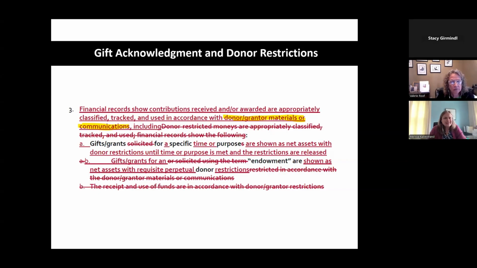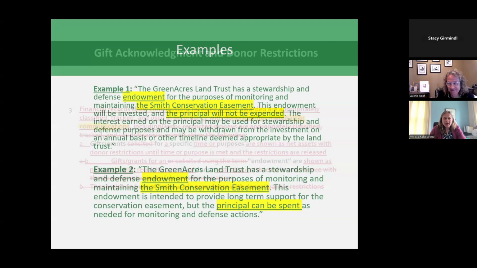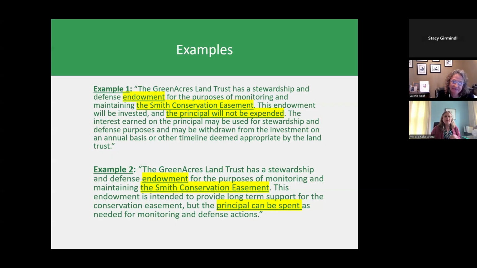So we get a lot of questions from land trusts like, okay, what does that really mean and how does that work? So I wanted to run through a couple examples. These are anonymized, but they are very similar language to what we've actually seen in applicants. So I didn't just make these up. These are true life stories of how we see people soliciting those funds.